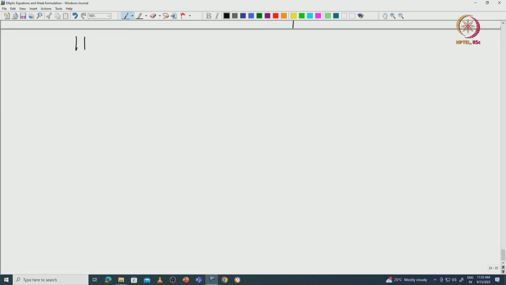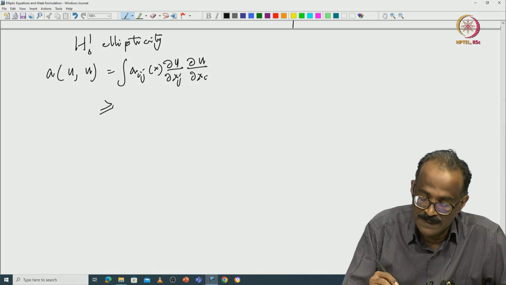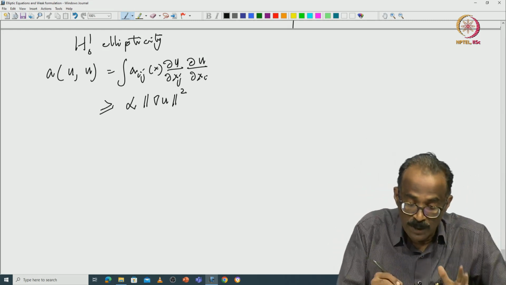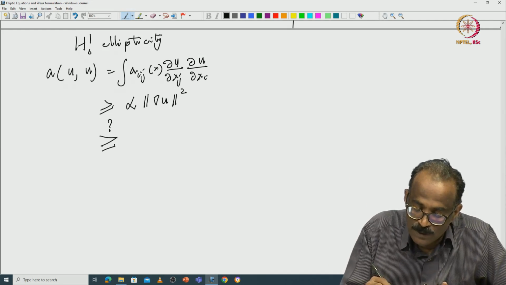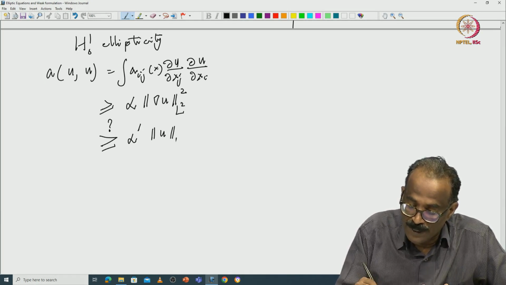Okay, so we need to prove H1 naught ellipticity. How do you prove that one? You have to compute A(u,u). This is equal to the integral of Aij of x du by dxj, du by dxi; I am again repeatedly writing. Of course you know that by ellipticity this is at least alpha into the norm of grad u squared in L2. You see, you have that, but what we need is this one. This has to be replaced by some constant alpha prime into the norm of u in H1 naught of omega squared.